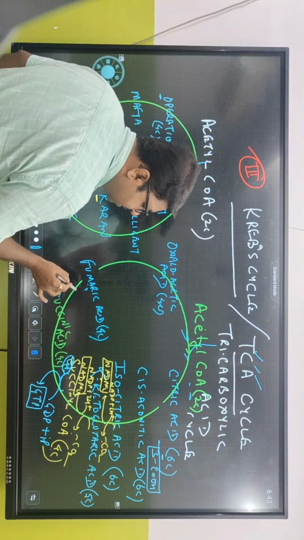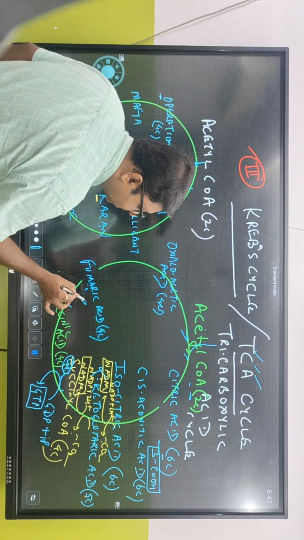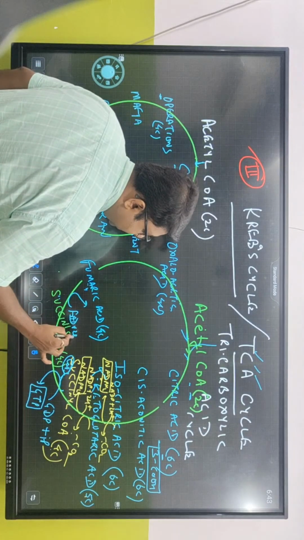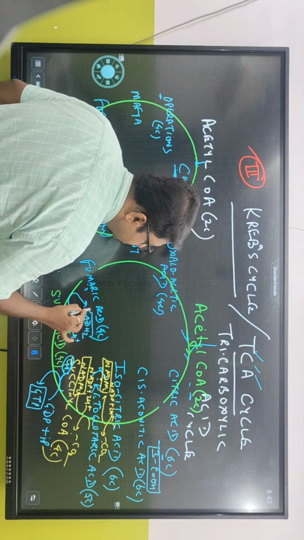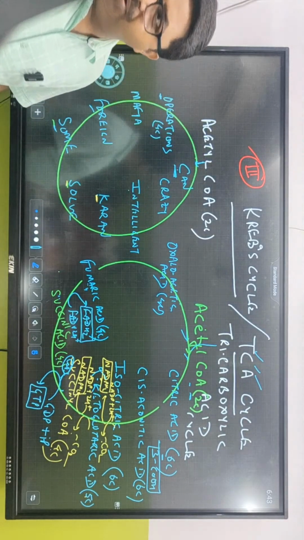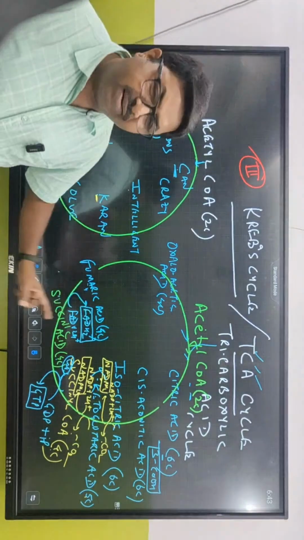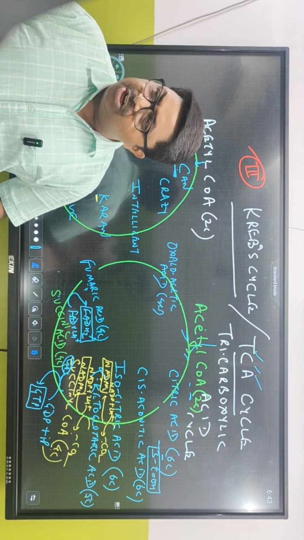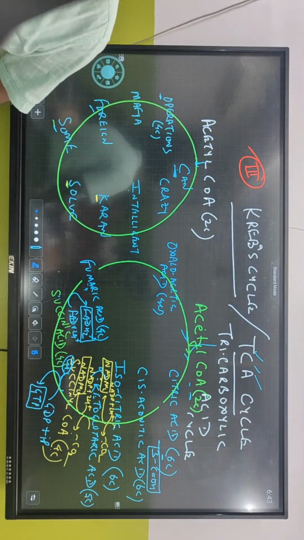But mind you, during this reaction, what happens? 1 FAD plus 2H plus is going to form into FADH2. So what is FAD over here? It's a coenzyme. If it gets electron and hydrogen, it forms into what? It gets reduced into FADH2.